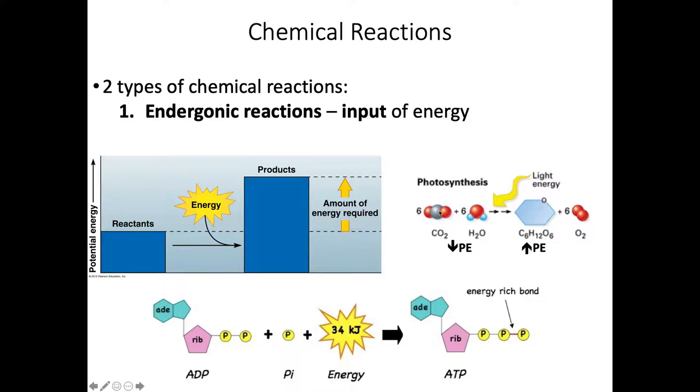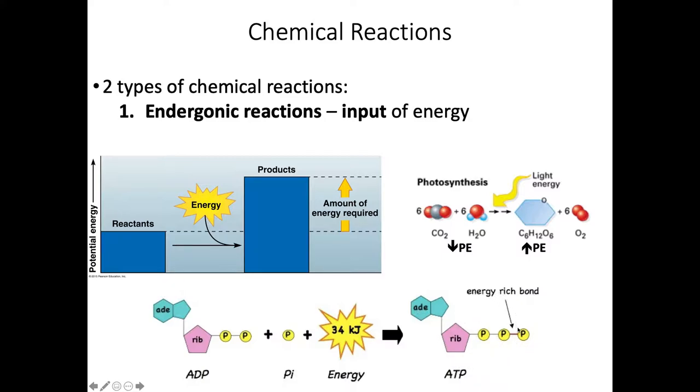So what you have are these low potential energy reactants. You put in some energy, and then what you make as a product is a high potential energy molecule. That's an endergonic reaction. Another example of an endergonic reaction is the making of ATP. In ATP, what you have is this high energy molecule, but the reactants are what's called ADP, adenosine diphosphate, where it only has two phosphate groups, and then you add another phosphate group along with some energy. So these are lower potential energy reactants to make a high potential energy product.